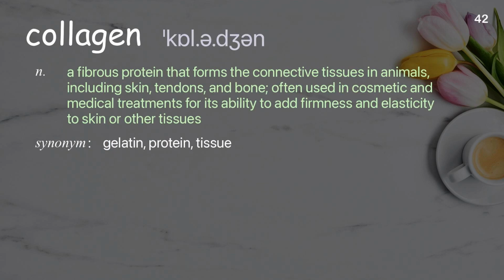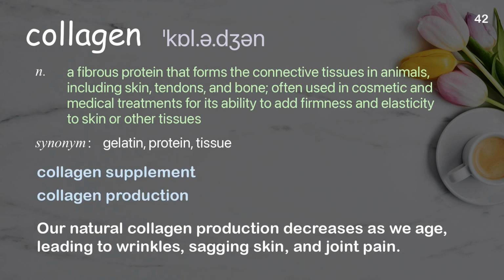Collagen. A fibrous protein that forms the connective tissues in animals, including skin, tendons, and bone, often used in cosmetic and medical treatments for its ability to add firmness and elasticity to skin or other tissues. Examples: Collagen supplement, collagen production. Our natural collagen production decreases as we age, leading to wrinkles, sagging skin, and joint pain.